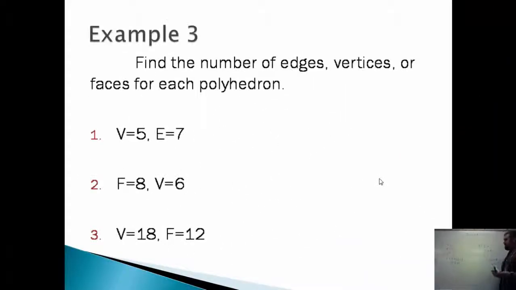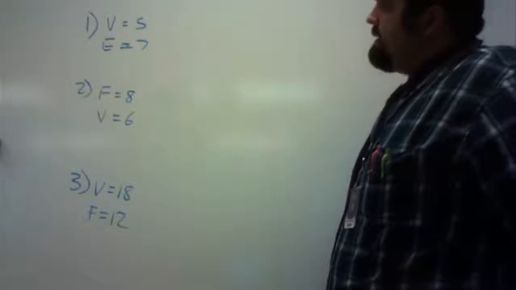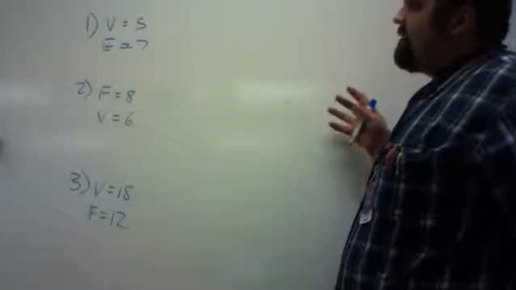Alright, now, even though we're good at looking at shapes, what if I just told you something about a shape and I wanted to find out the last piece of information? Well, if you know two of the number of faces, vertices, edges, it's basically find the last one, use Euler's theorem. So it says find the number of edges, vertices, or faces for each polyhedron. And there's 3 of them. Alright, these are the 3.